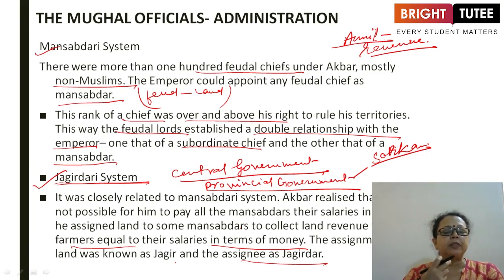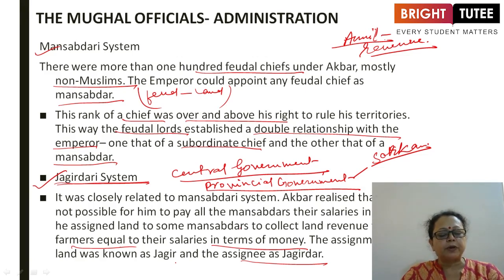Doab means the land between the rivers, nearby the rivers, which is the very fertile land of the Ganga and Yamuna Doab. It is fertile, agricultural land which lies around the rivers, on the banks or in between them. So this is all about that.